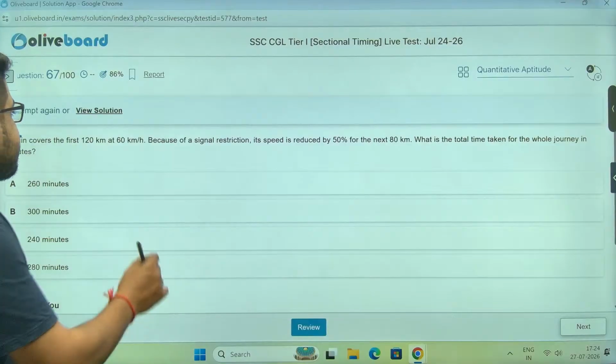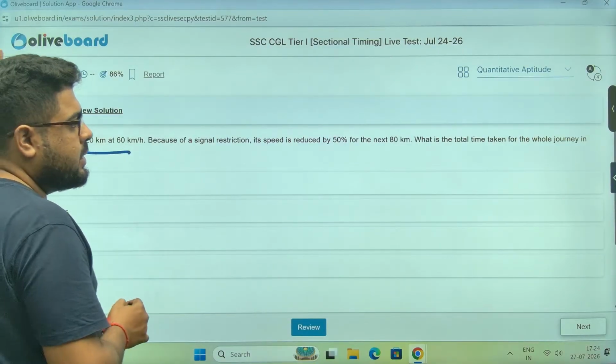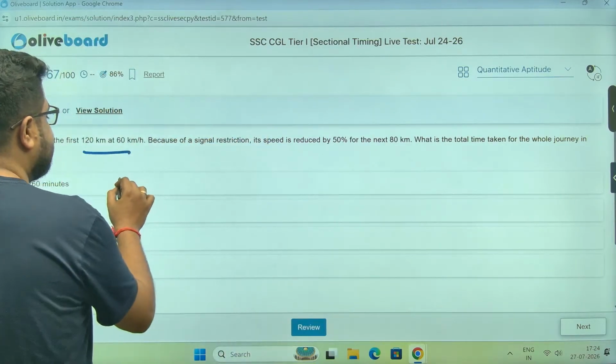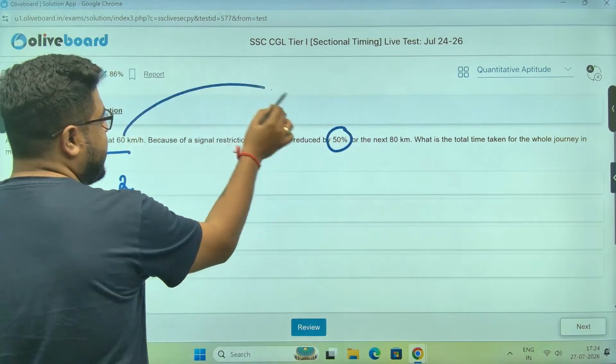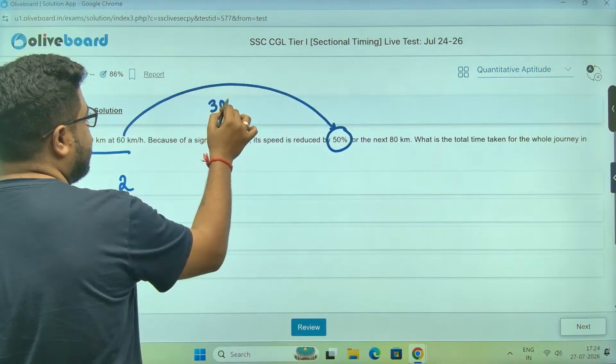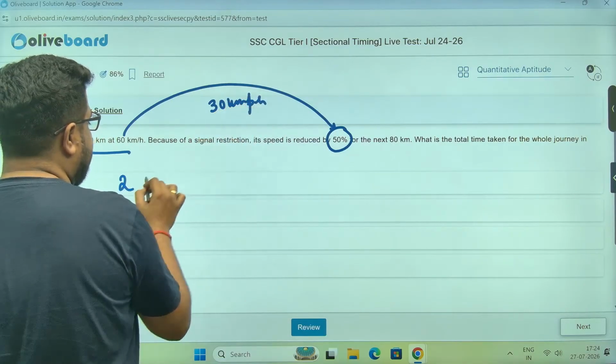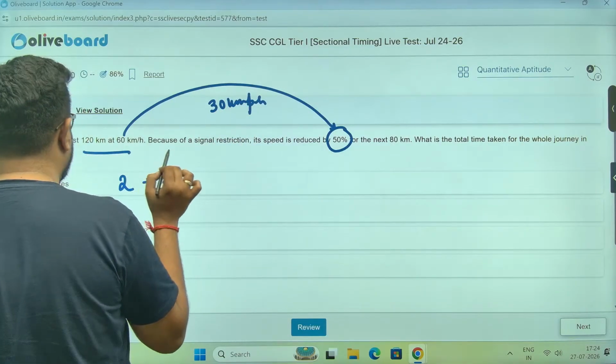The train covers this much at this speed in 2 hours. Okay, what is the total time taken? So I was on the right track, 2 hours here. 50% reduction in speed, so this speed will become half, 30 kilometers per hour, for the next 80 kilometers. So the answer will be 8 by 3.